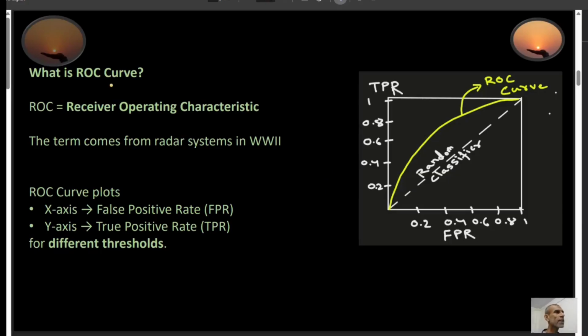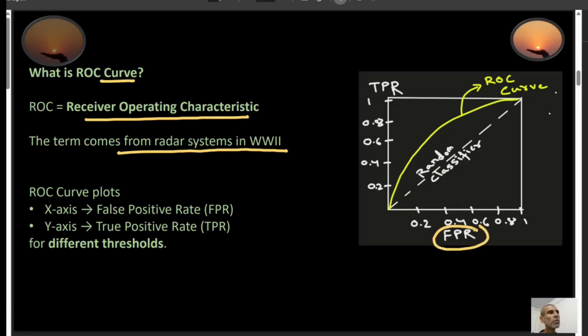So what exactly is an ROC curve? As I explained before, it is a receiver operating characteristic curve, and the term comes from a radar system that was designed in World War II. The ROC curve plots an x-axis and a y-axis. Your x-axis is your FPR, the false positive rate. Your y-axis is your TPR, the true positive rate. And we plot this based on different thresholds of your probability.